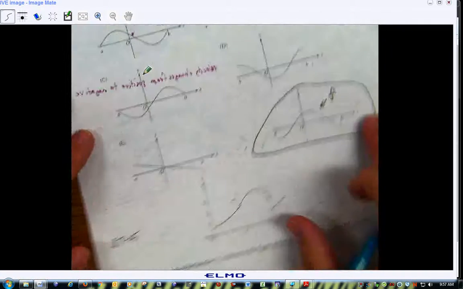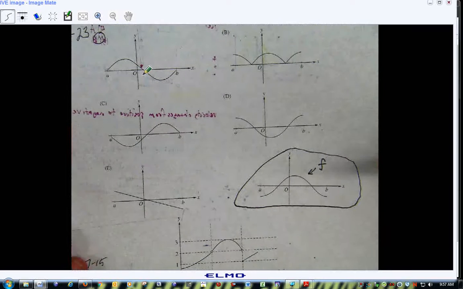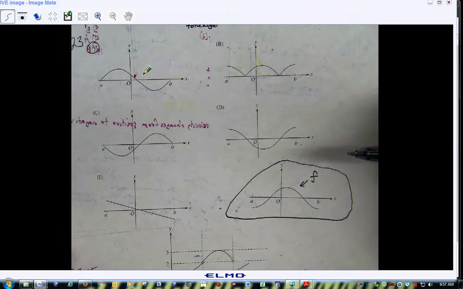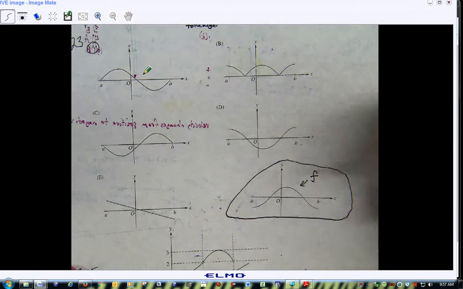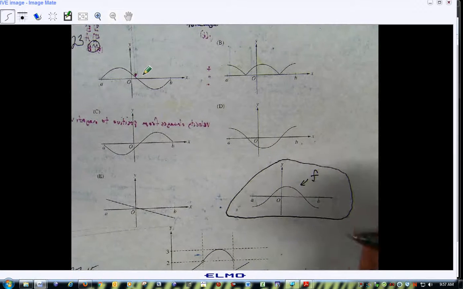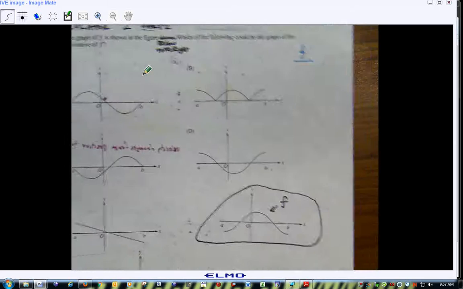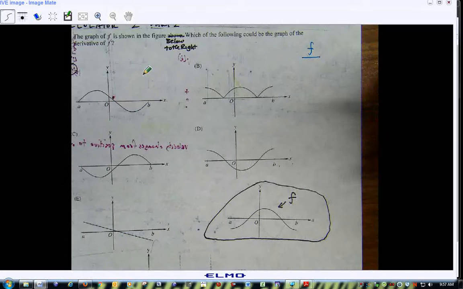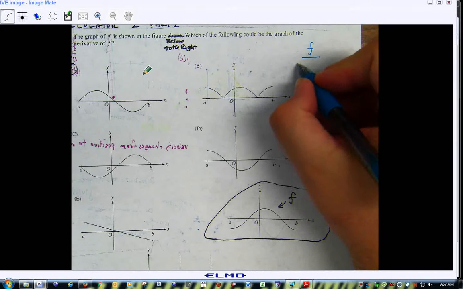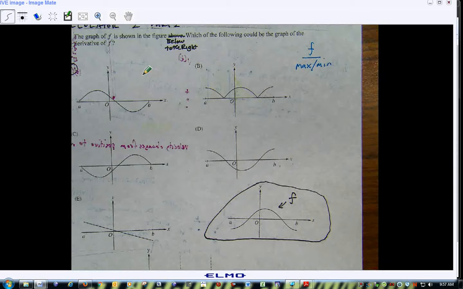There's our graph of f, which can be the derivative of the graph. Now, when you're looking at a graph, when you're looking at f, what characteristics of the graph do we want to look for? We want to find a max or a min on the graph itself. Now, where is that? Right around there?